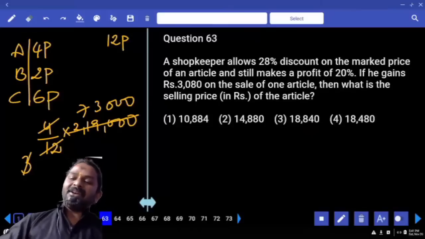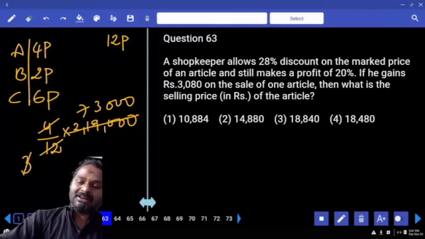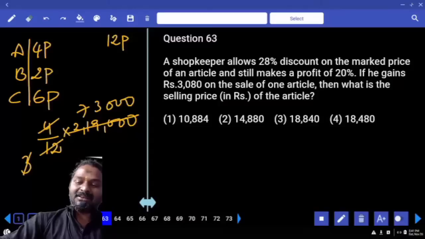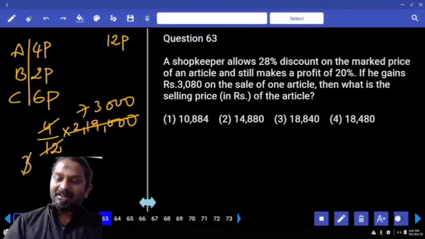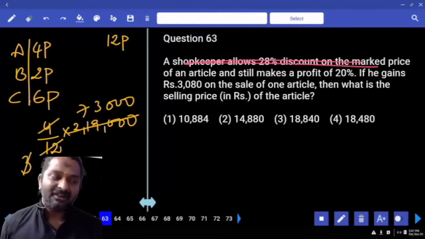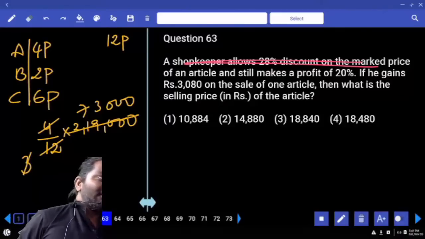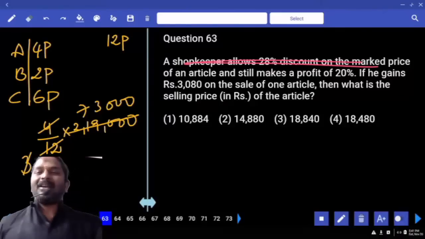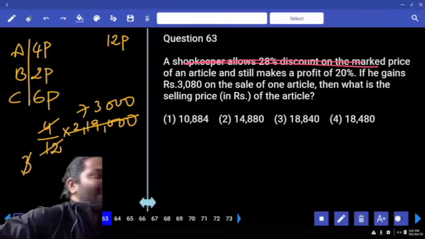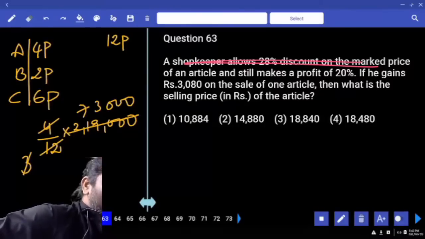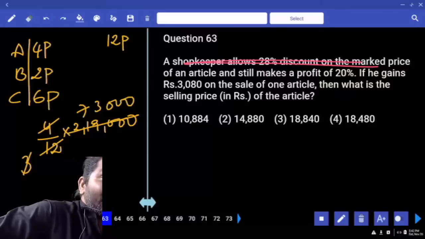A shopkeeper allows 28% discount on the market price of an article and still makes a profit of 20%. If he gains 3,080 on the sale of one article, then what is the selling price of the article? This information is not at all required for us. For your kind information, first line is not required. Whether he gets discount or not, I don't care. He is selling the item, that's it. I know that. I need that point. When he sells the item, how much is the profit he is making?